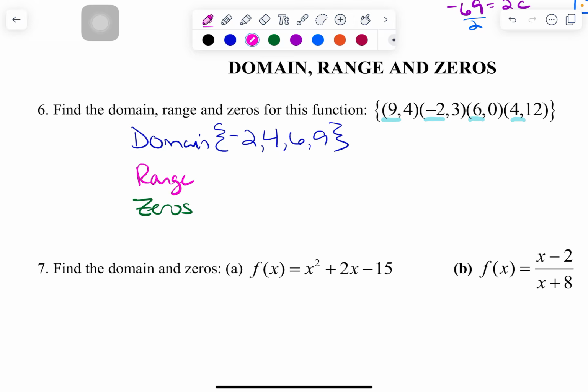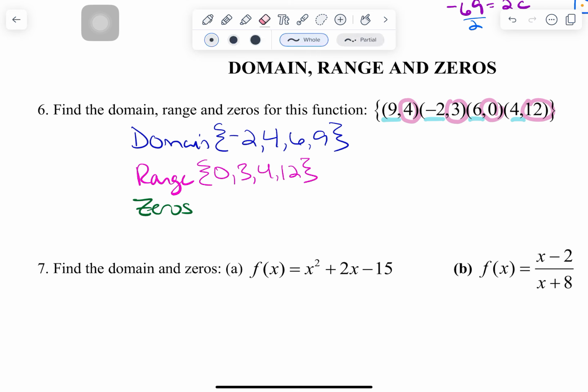And then separately, go ahead and grab pink there. I'm going to grab the y values for the range. Again, I'm going to put them in numeric order. So 0, then 3, 4, and 12. And I'm going to delete all that stuff.